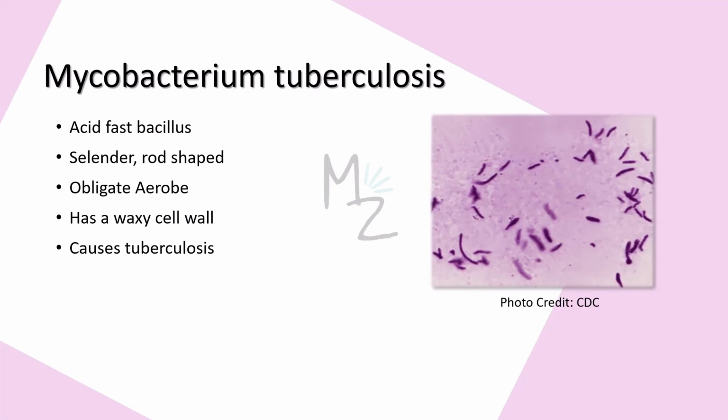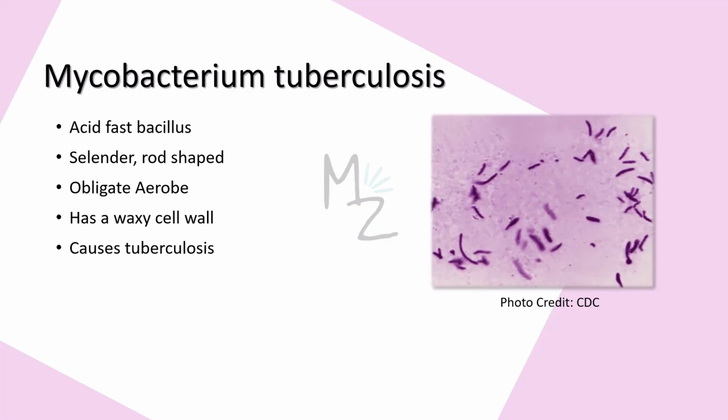It has a waxy cell wall. Why does it have a waxy cell wall? Because it has mycolic acids in its cell wall, which make its wall lipid rich. And the reason it is acid fast is that it is resistant to decolorization by acid after staining with carbol fuchsin. It is acid fast.